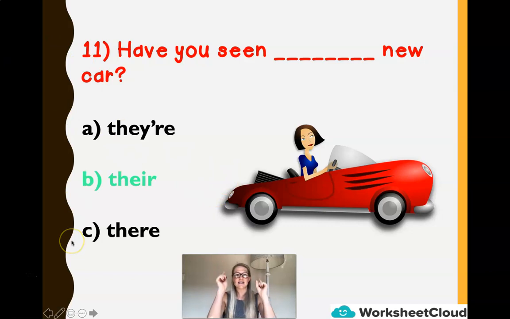B is the correct there to show possession. It belongs to them. Right, we wouldn't say A. We wouldn't say, have you seen their new car? Doesn't make sense. And C as well, it is the wrong there. That's there as in I'm showing a position. I'm pointing over there.